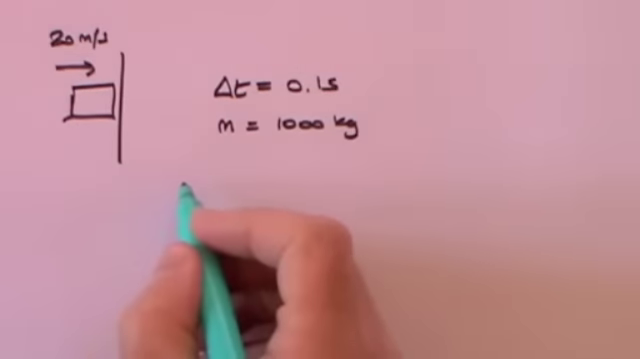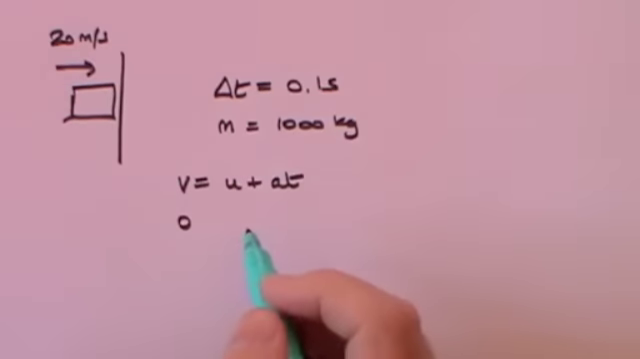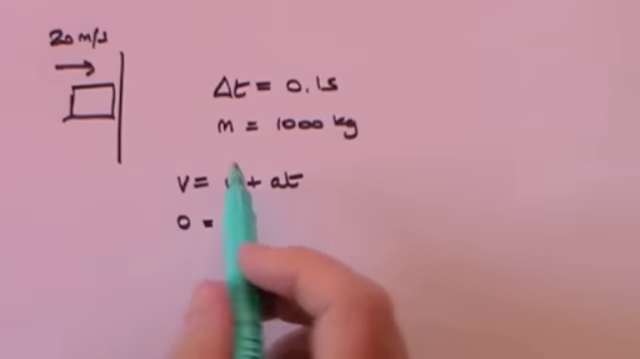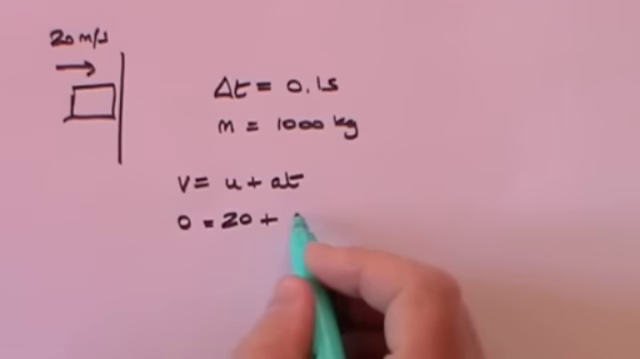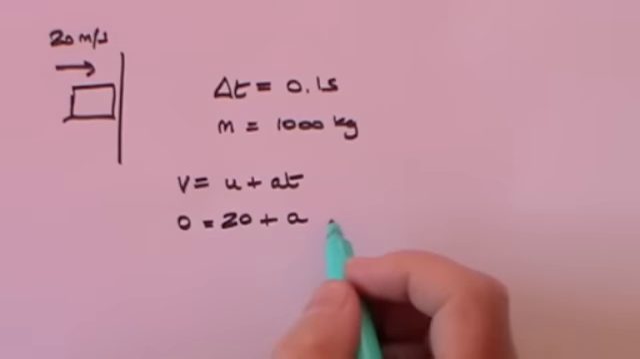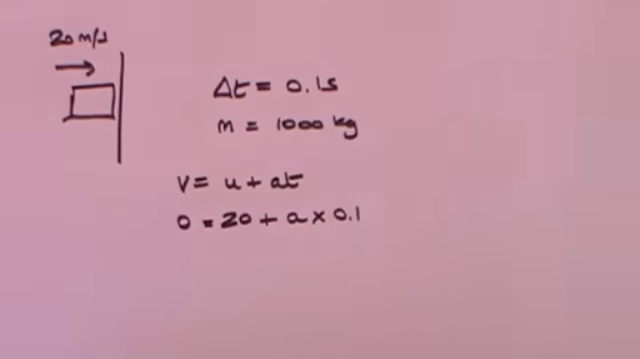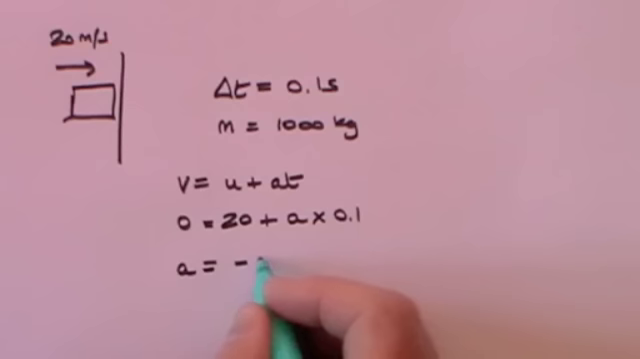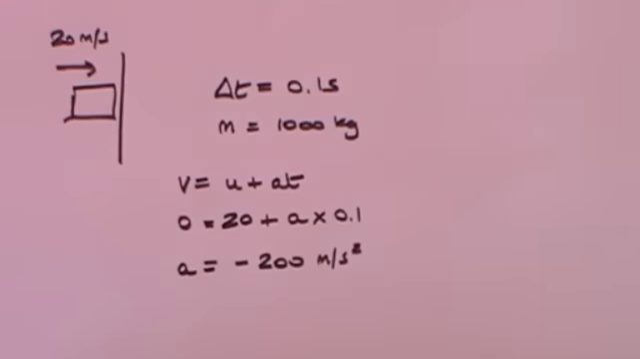Well, we know that V equals U plus AT. V is 0 because that means the car stops. U is the initial speed, which is 20 meters per second, plus the deceleration, which we don't yet know, times the time, which is 0.1 seconds. And that will give us an acceleration, or actually a deceleration, of minus 200 meters per second squared. The minus tells us that it's a deceleration.